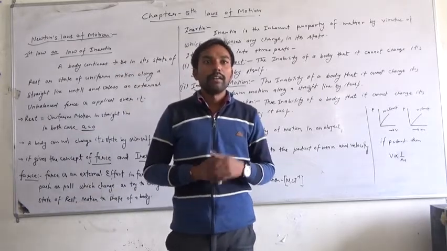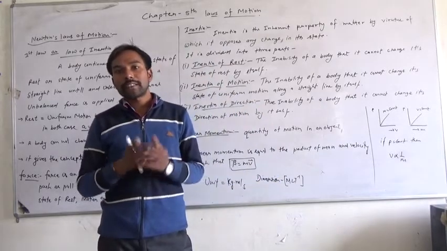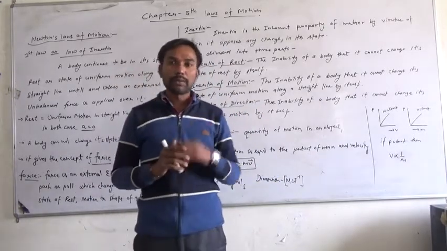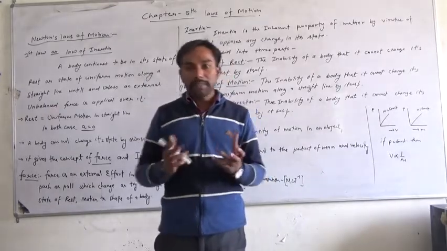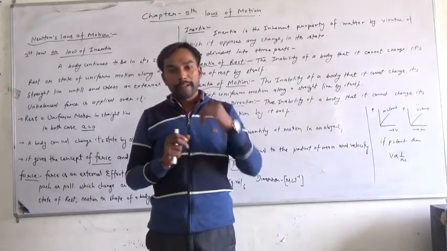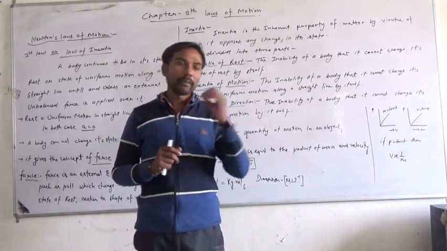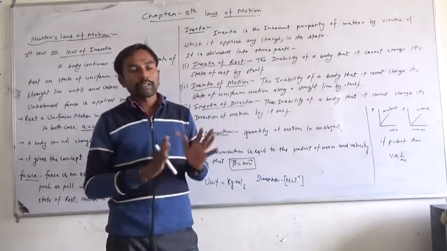So this was the linear momentum, and now we move to inertia. Inertia is the fundamental property of matter, by virtue of which it opposes any change in its state. It means if objects are at rest, then they remain at rest, and if objects are in uniform motion, then they remain in uniform motion because of inertia. Okay, so these were the basic terms.